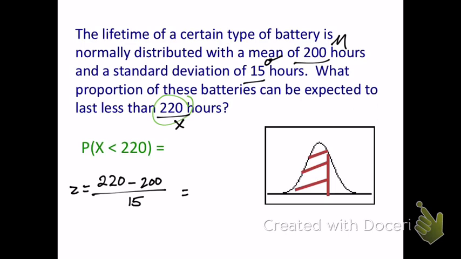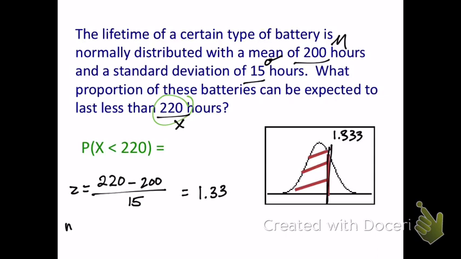And I get a z-score of 1.3 repeating. So if my z-score is 1.33, let's do 3 decimal places, then I can use my little table and I can go to 1.33 and find that area. If I go to 1.33, you get 0.9082. I could use the table.